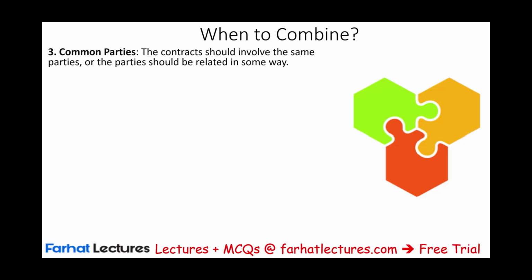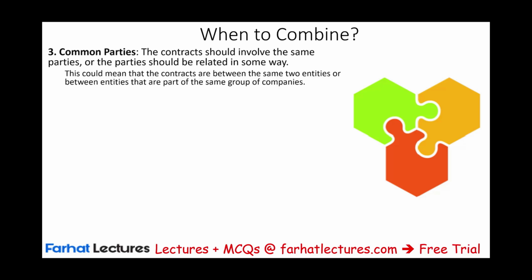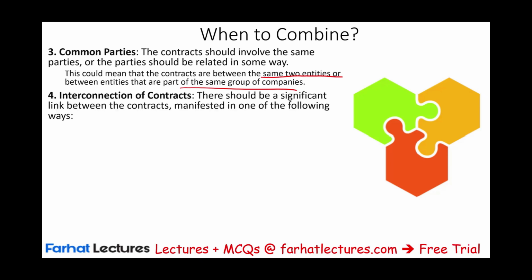Also, common parties. The contracts should involve the same parties, or the parties should be related in some way. This could mean that the contracts are between the same two entities or entities that are part of the same group of companies. It means you have the same party doing all of this at the same time. Four, interconnection of the contracts. And this is important. There should be a significant link between the contracts manifested in one of the following ways.